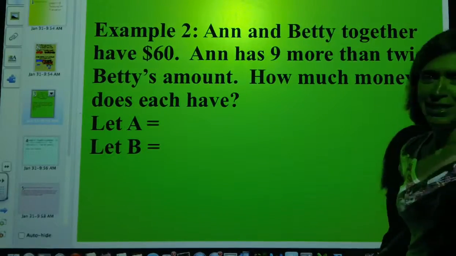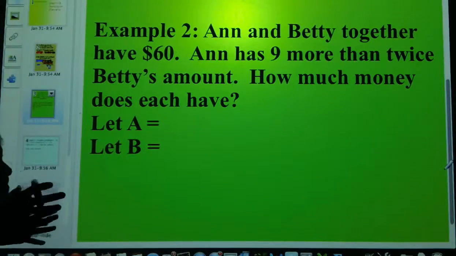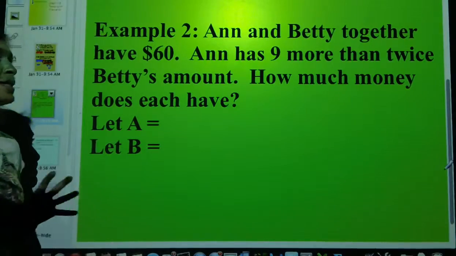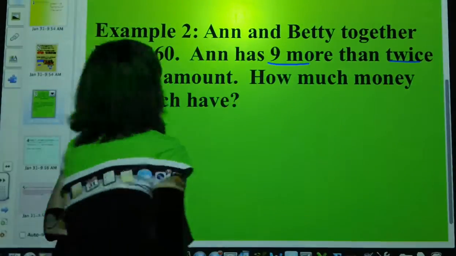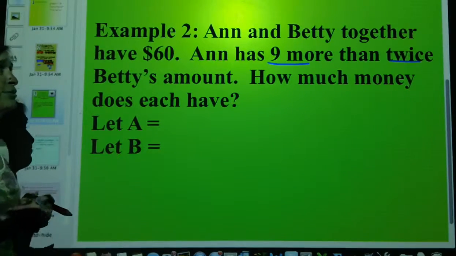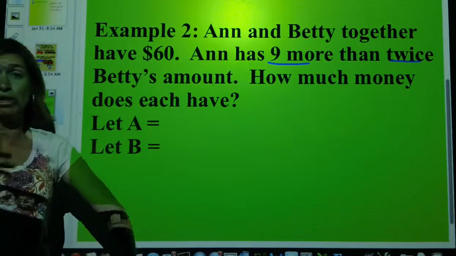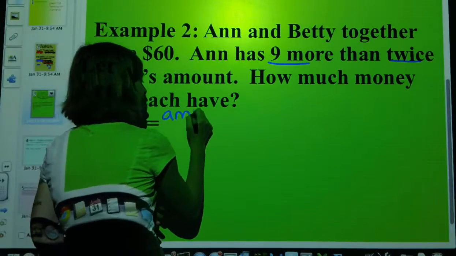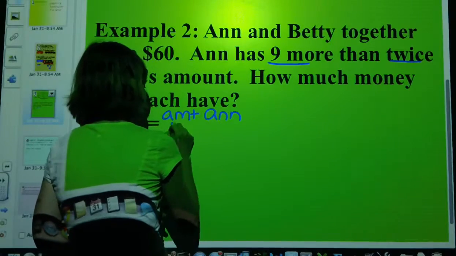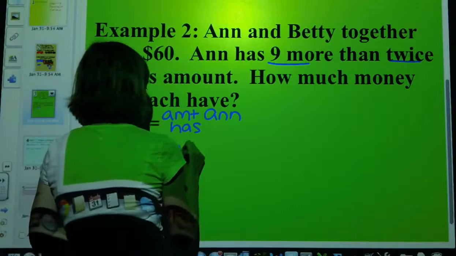Anne and Betty. Together, Ann and Betty have $60. Ann has 9 more than twice Betty's amount. 9 more than twice Betty. How much money does each have? Well, hopefully you're seeing that the two unknowns are how much Ann has and how much Betty has. So we're going to let A equal the amount Ann has. And we're going to let B equal the amount Betty has.